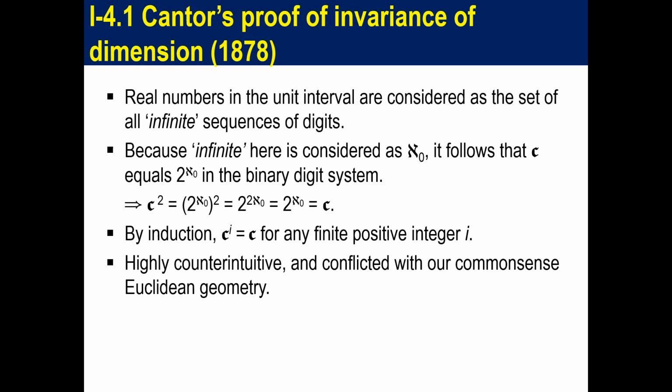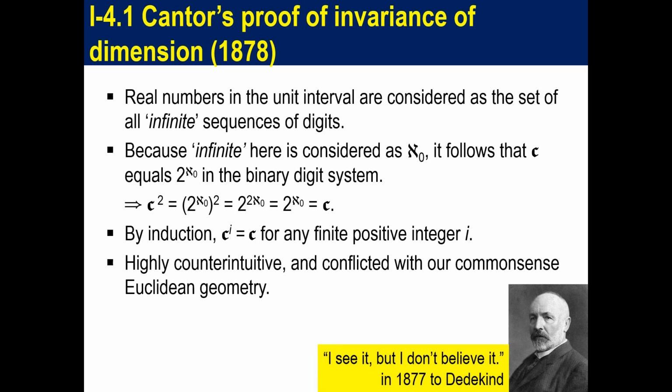Thus, in a letter to Dedekind in 1877, before publishing the paper in 1878, Cantor wrote, "I see it, but I don't believe it." Even though it was met with much skepticism, it is now firmly established and forms the cornerstone of modern point-set topology.